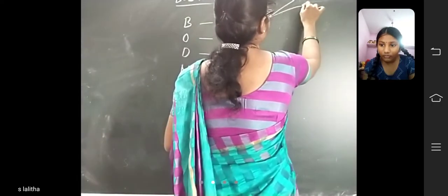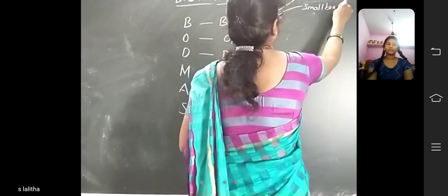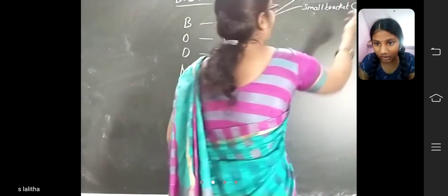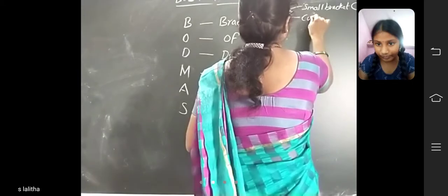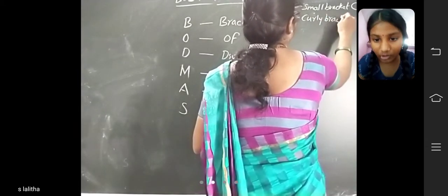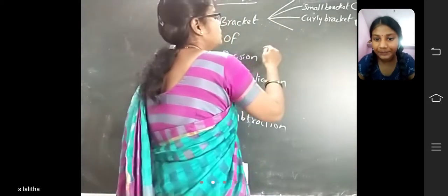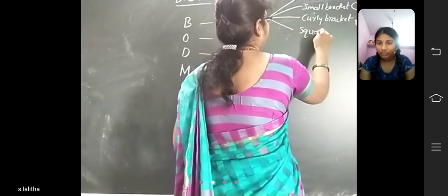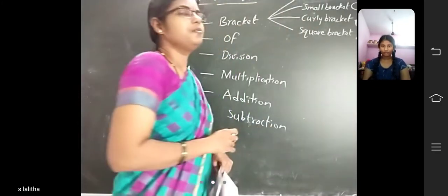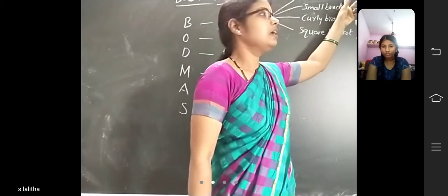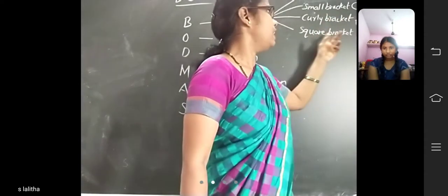Another bracket is the small bracket. This one, the small bracket. Next one is the curly bracket, or flower bracket, or any one. This is the curly bracket. Another one, the square bracket. Vinculum means like this bar. These are small brackets. Curly bracket or flower bracket. Square bracket. Did you understand?